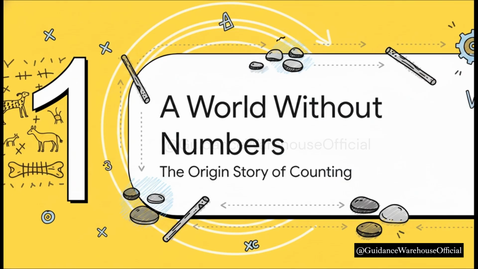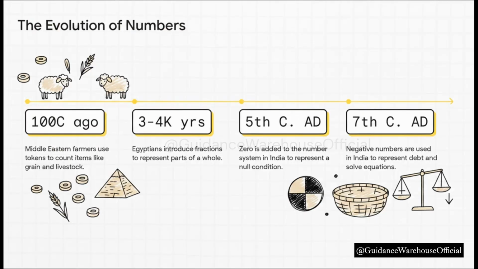We're hitting rewind on history, going all the way back to a time before numbers even existed. Why? Because we need to understand the basic human problem that led to one of our single greatest inventions, the idea of counting. So, our story kicks off about 100 centuries ago. You've got farmers in the Middle East who need to keep track of their stuff, right? So they start using little tokens, 1 stone for 1 sheep. Simple, but totally revolutionary.